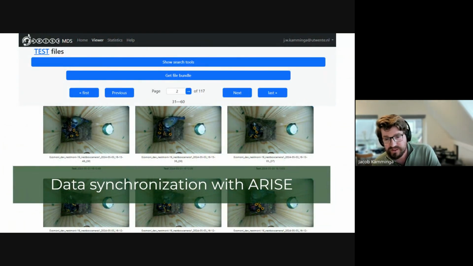The Ecomonis integrate with Arise. So what you see here is a snapshot of the MDS portal developed at UvA. So the videos from the Ecomonis are directly pushed to this portal. And there's also a new client that can push the videos directly to the BioCloud, which we will develop further next year.